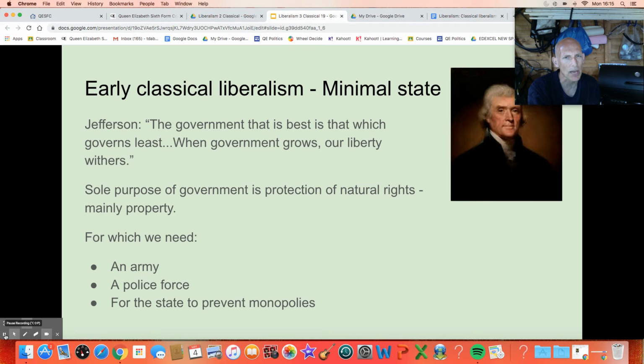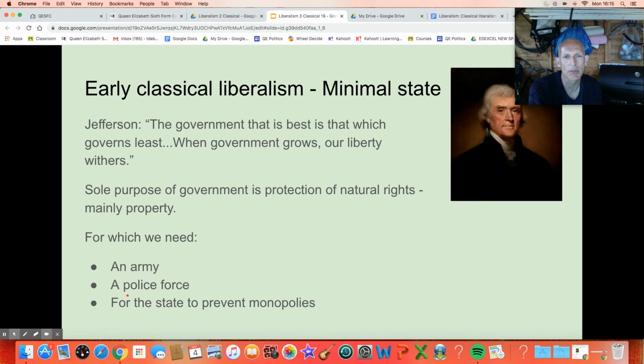But beyond that, the state's job is to get out of the way of business. Now, that's got some big implications. If we think about property, one of the things we're going to look at later on when we think about criticizing liberalism in general, especially when we look at modern liberalism, is: what do we think about people who haven't got property? How do we look after those people and manage to sort out their freedoms?